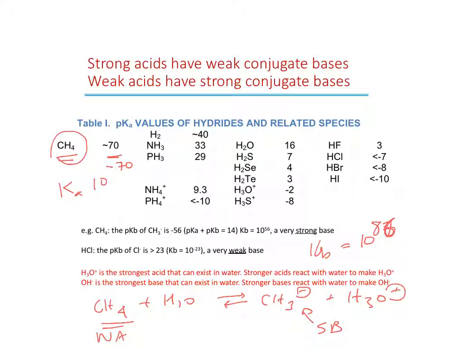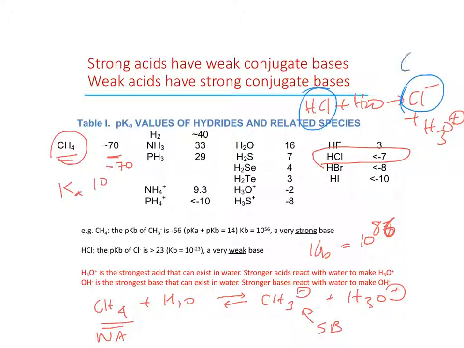But on the other hand, here's a strong acid. HCl is really strong, and it reacts with water to form Cl minus plus H3O plus. And here's a conjugate acid-base pair. HCl is the acid, chloride ion is the conjugate base. Since HCl is strong, we know that Cl minus must be weak.